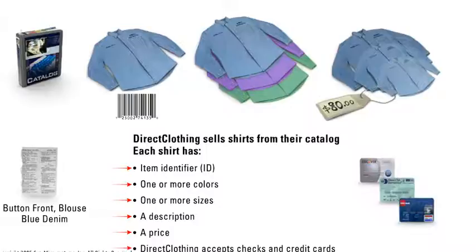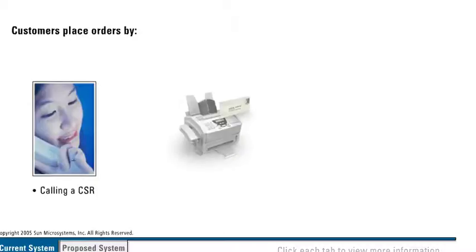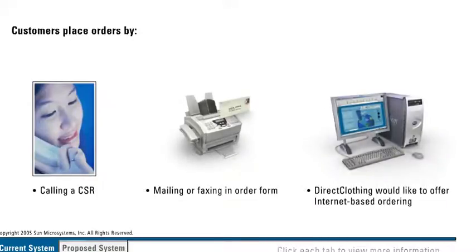And then also, Direct Clothing itself accepts checks and credit cards. During the analysis stage, you're also going to have to learn about the current system, if there is one. With our Direct Clothing company, there are currently two ways that a customer can place an order. The first is by calling a customer service representative and placing the order over the telephone. The second is by mailing or faxing in an order form that they get out of the catalog.